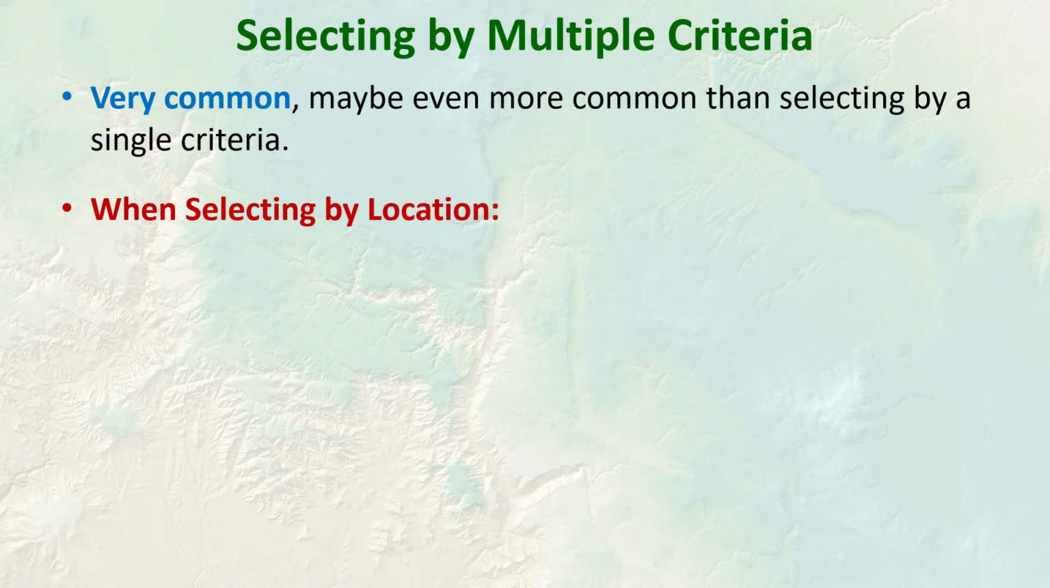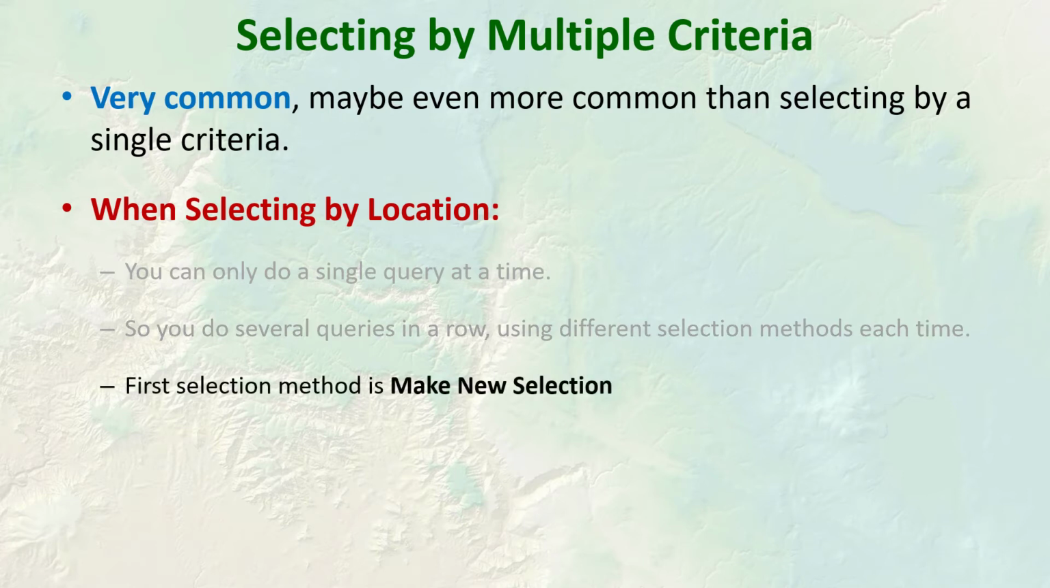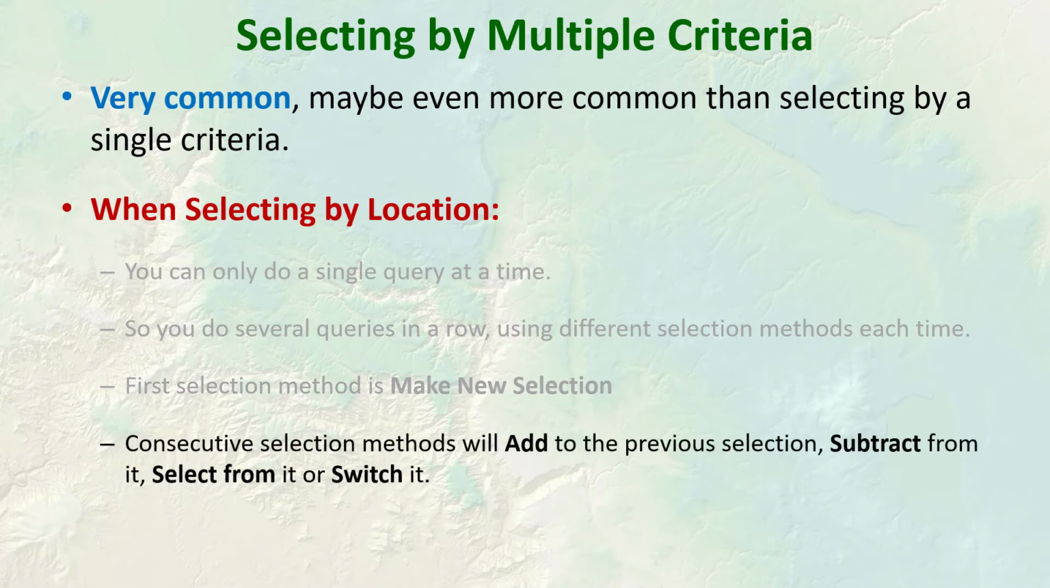Now, when you're selecting by location, using that Select by Location tool, well, things are a little bit different. You can only do a single query at a time. There's just no way to build multiple criteria into that Select by Location tool. So you do several queries in a row, and you use different selection methods each time. The first selection method is always make a brand new selection. This clears any selection that currently existed. Then each consecutive method will either add to that previous selection, subtract from it, select from it, or switch it. So that's selecting by location.